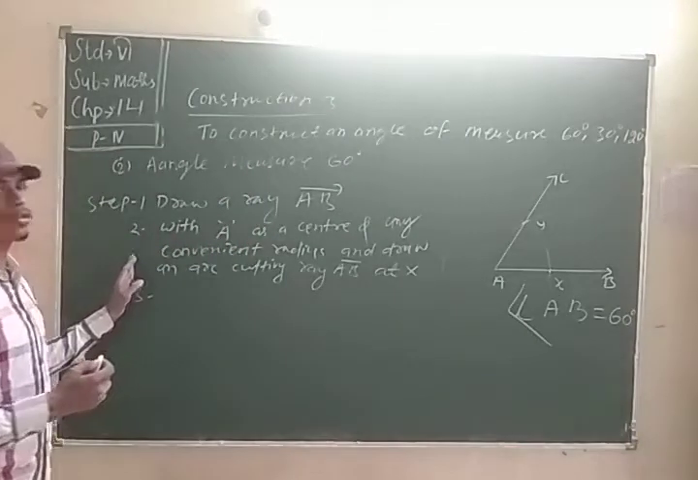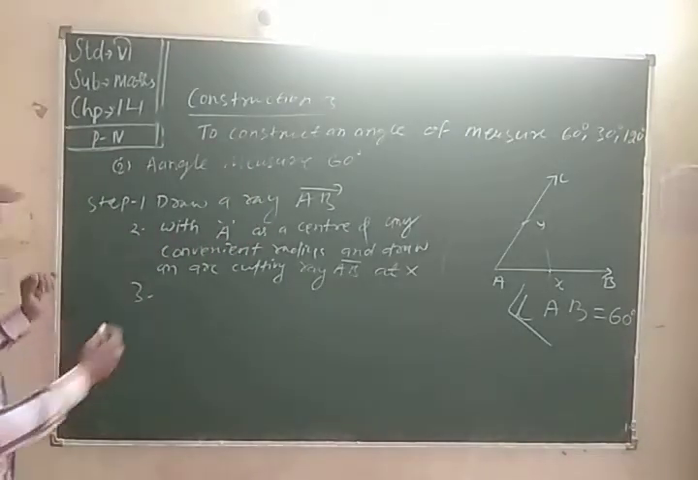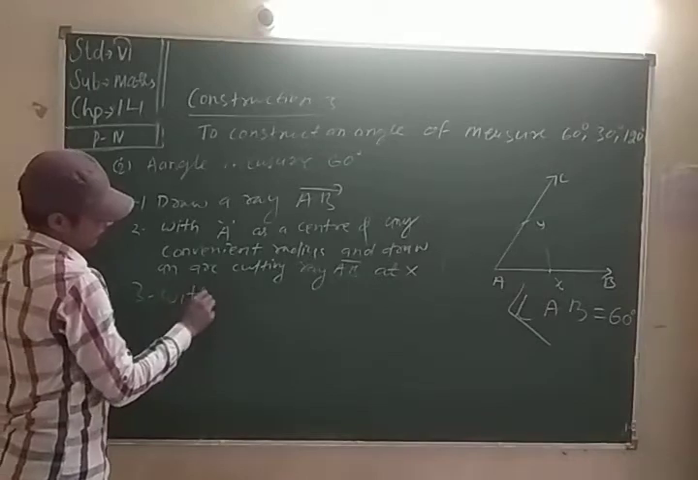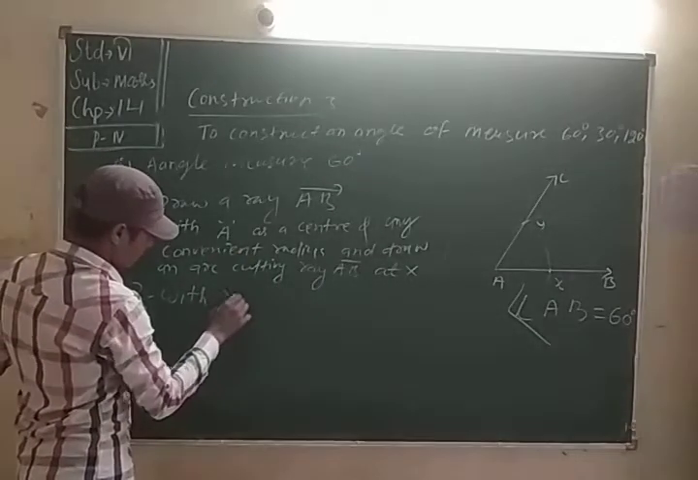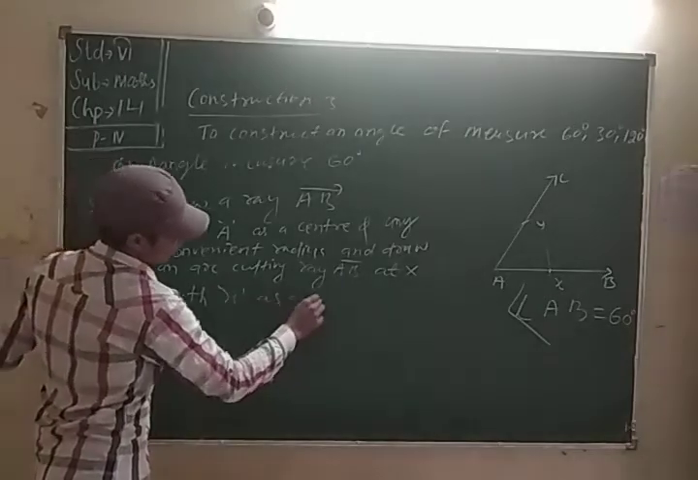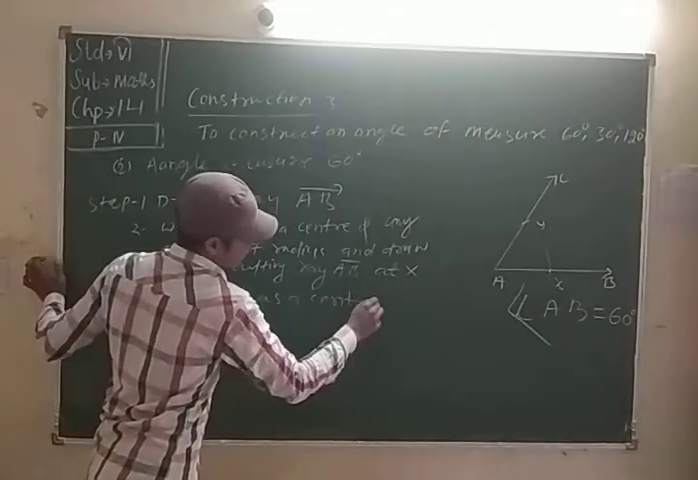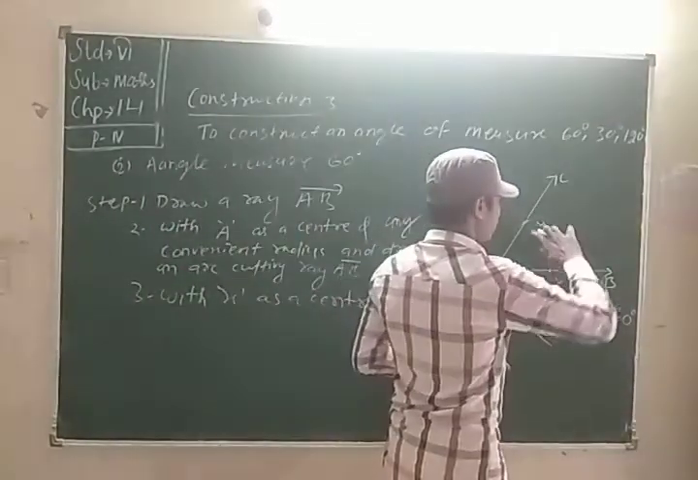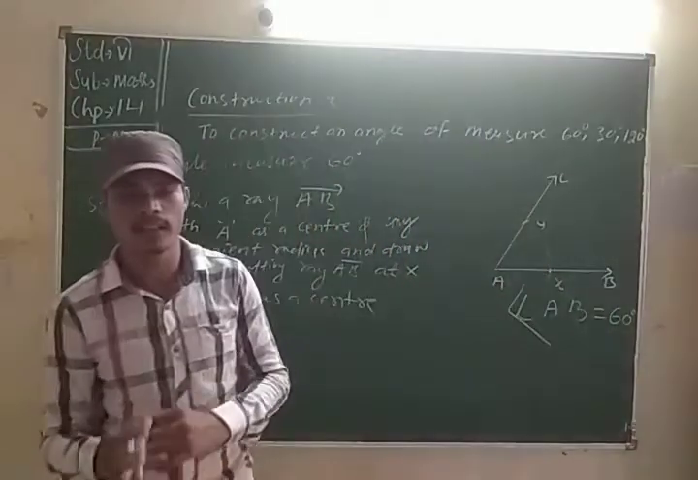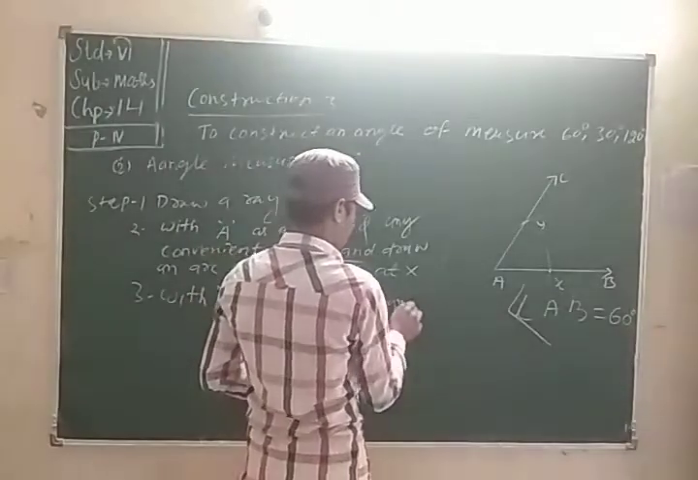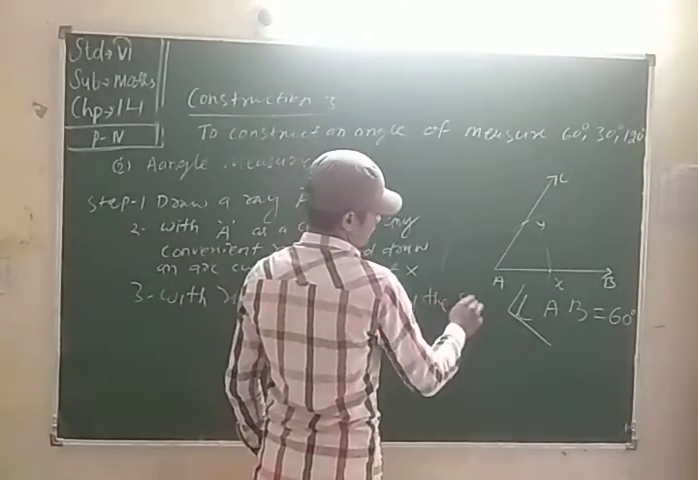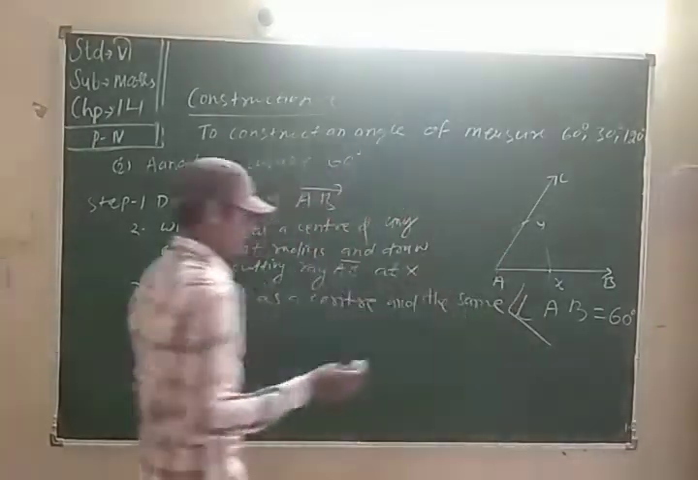So here we take it with X as a center. Here is the X. We take A as a center, and what do we do? The same radius.